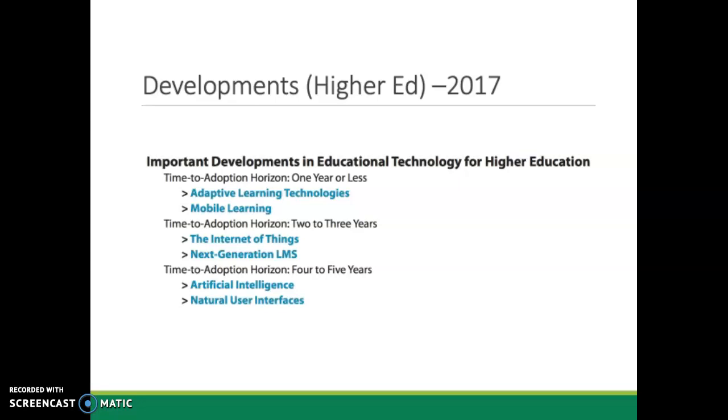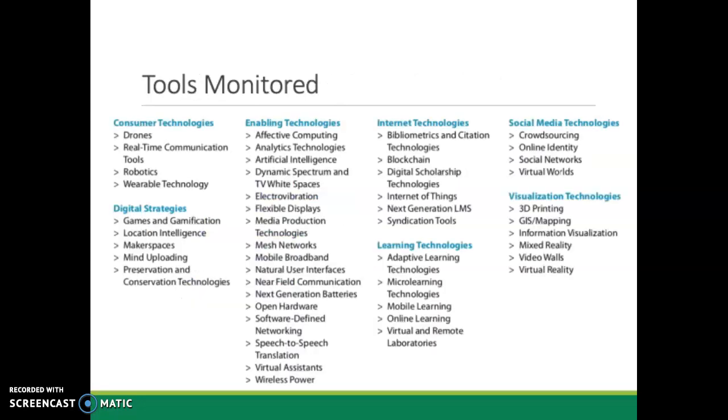So just giving you a glimpse of 3 years of what they propose. And as you can see, some have fallen off and didn't make it to the next year, but there are some which you can see are still existing. So in the 2018 issue of the higher education report, they categorized some of the tools that they are monitoring. And it's nice to see how they have grouped these tools. As you can see, the main big categories are consumer technologies, digital strategies, enabling technologies, internet technologies, learning technologies, social media, and visualization technologies.